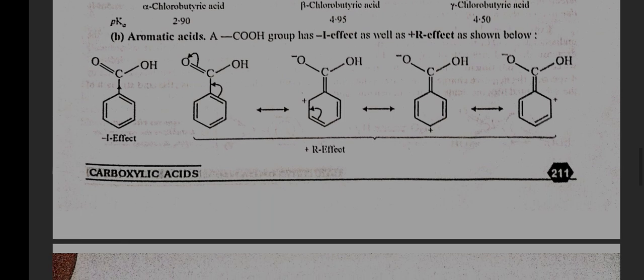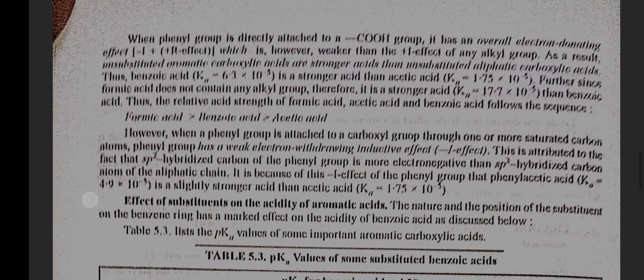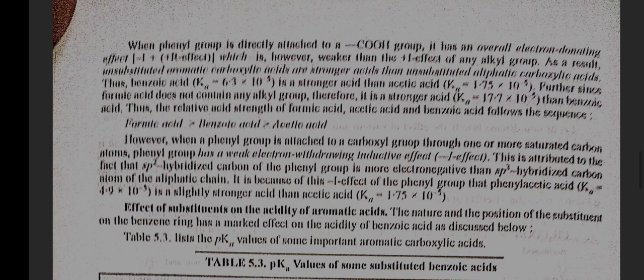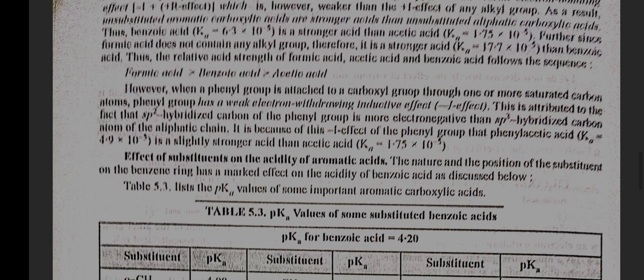B. Aromatic acids. A COOH group has a -I effect as well as a +R effect as shown. When a phenyl group is directly attached to a carboxylic group, it has an overall electron donating effect, however weaker than the +I effect of an alkyl group. As a result, unsubstituted aromatic carboxylic acids are stronger acids than unsubstituted aliphatic carboxylic acids. Thus, benzoic acid is a stronger acid than acetic acid. Further, since formic acid does not contain any alkyl group, it is a stronger acid than benzoic acid. Thus, the relative acid strength follows the sequence: formic acid > benzoic acid > acetic acid.